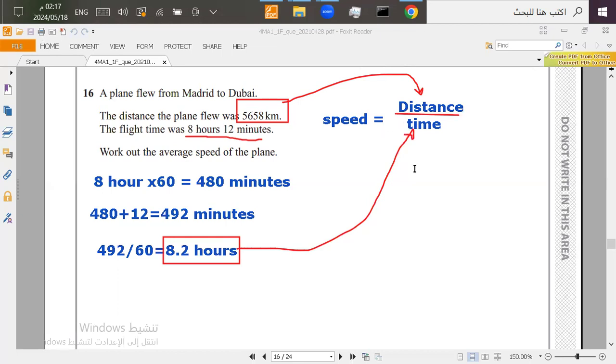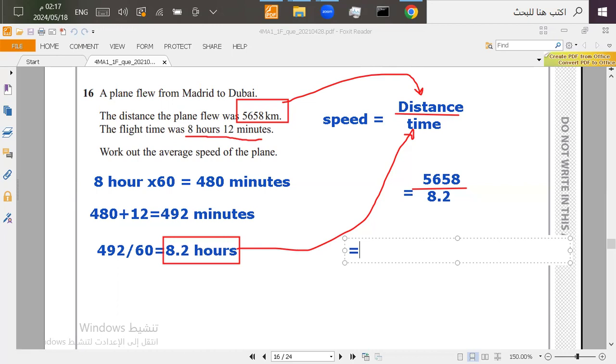So speed equals distance over time. It means it equals 5,658 divided by 8.2. And I will get the answer for the question. So I'm going to use this calculator, divide these. 5,658 divided by 8.2.